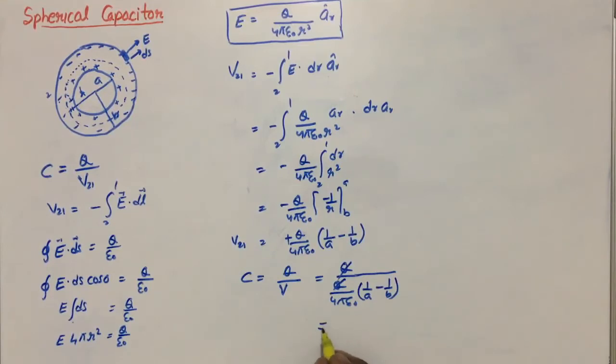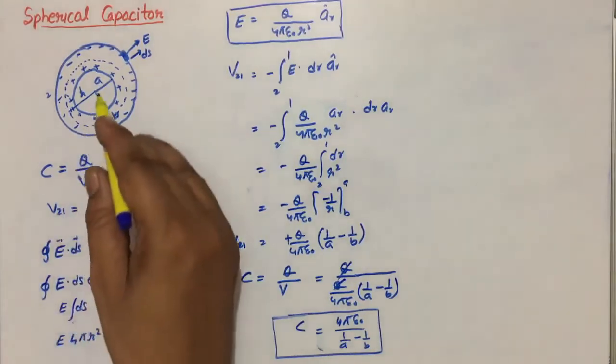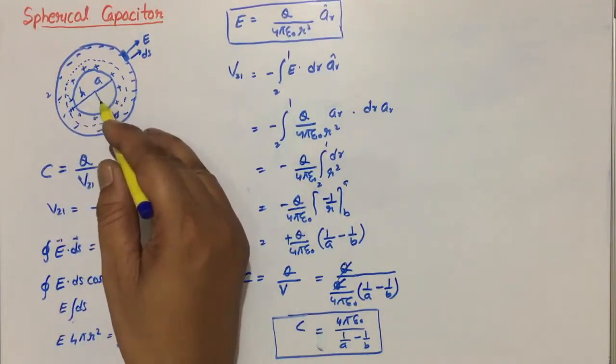So what we can say, 4 pi epsilon naught by 1 by a minus 1 by b is equal to C. In this way, this is the capacitance of the spherical conductor of inner radius a, outer radius b.